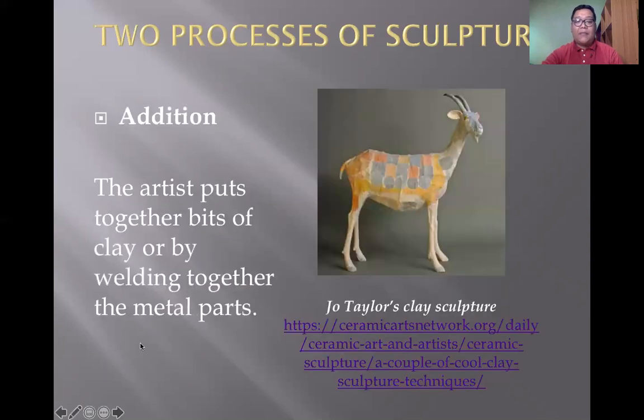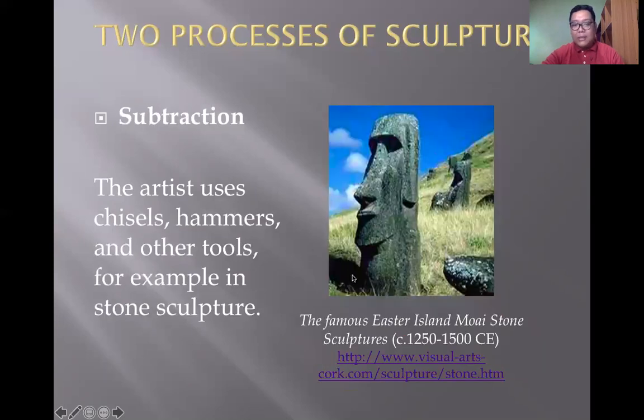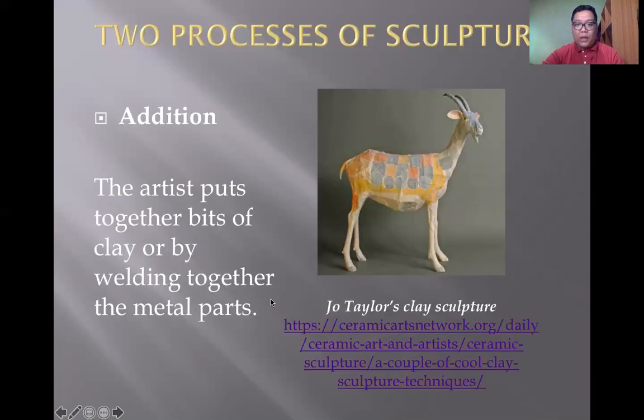And the second one, we have addition, just the opposite of subtraction. Instead of getting some elements out of the main material, you formulate a new material out of different materials. So here you put together the bits of clay, or for example, you weld together the metal parts. If you could see here, we have two examples of sculptures. This one is the stone sculpture, and this one is the clay sculpture, the putting up of clay materials.